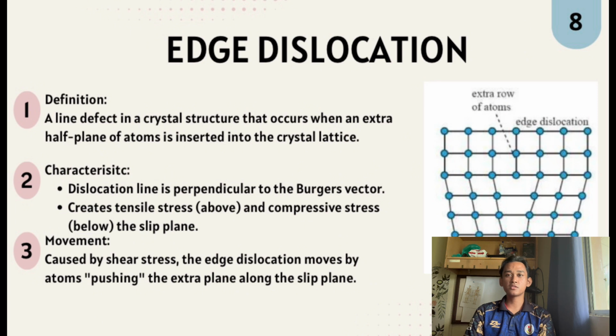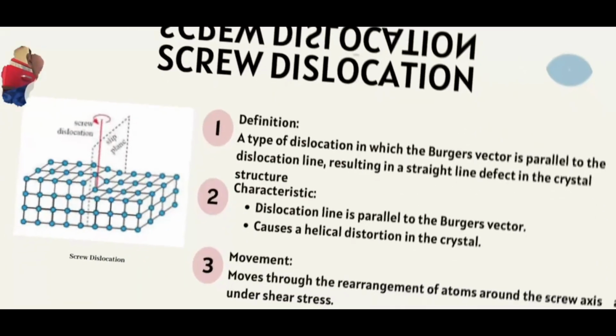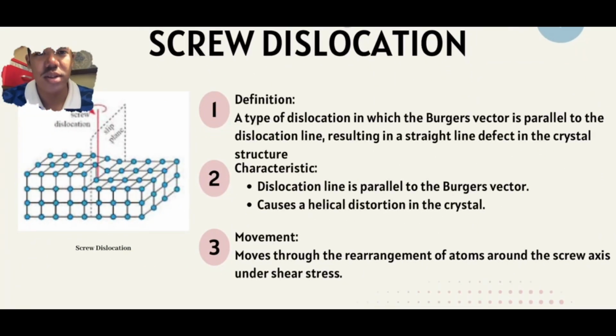and it creates tensile stress above and compressive stress below the slip plane. The movement of the edge dislocation is caused by shear stress. The edge dislocation moves by atoms pushing the extra plane along the slip plane. The slip plane is located at the middle of the crystal lattice. Okay, so next I will go through the screw dislocation.